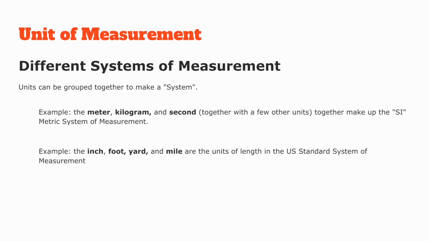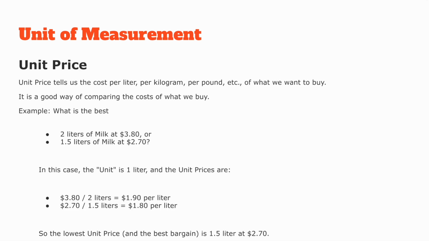Moving forward, let's look at the different systems of measurement. Units can be grouped together to make a system. For example, the meter, kilogram, and second together with a few other units make up the SI metric system of measurement. For another example, the inch, foot, yard, and mile are the units of length in the US standard system of measurement.